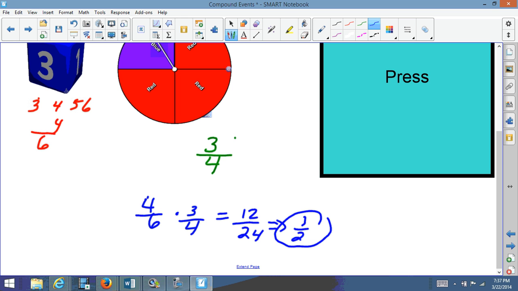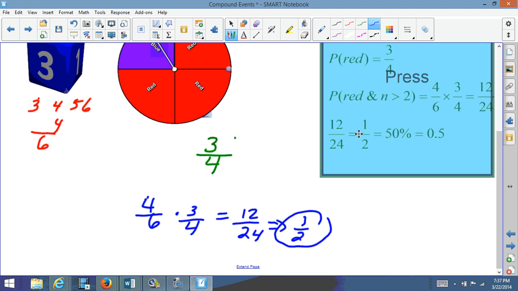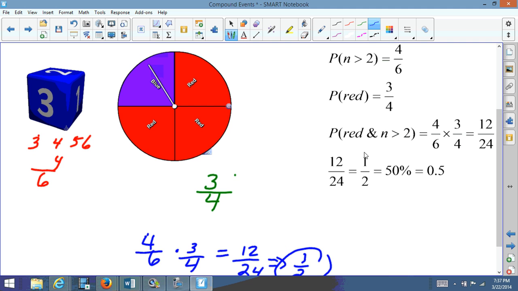So the probability of getting a number greater than 2 and a red sector would be 1/2. And notice my answer, probability number greater than 2, 4 out of 6, probability of red, 3 out of 4, probability of red and a number greater than 2. We have 4/6 times 3/4. That gave us 12 out of 24. And 12 out of 24 is equal to 1/2 when we reduce it. And by the way, it's equal to 50% if you change it to a percentage, or a decimal, 0.5.